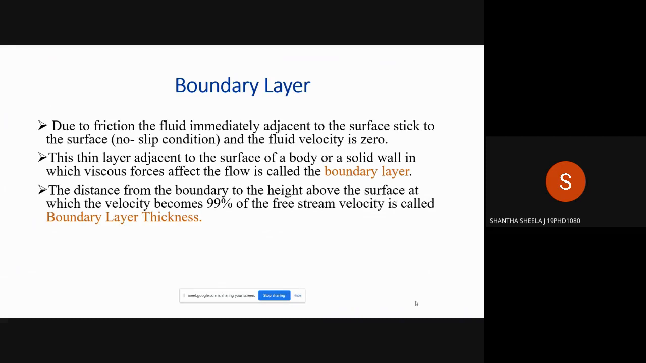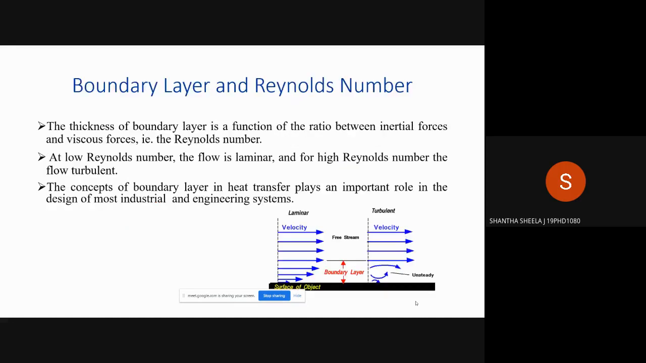Due to friction, the fluid immediately adjacent to the surface sticks to the surface. There is the no slip condition; the fluid velocity is 0. The thin layer adjacent to the surface of the body or a solid wall, in which viscous force affects the flow, is called the boundary layer. The distance from the boundary to the height above the surface at which the velocity becomes 99% of the free stream velocity is called the boundary layer thickness.